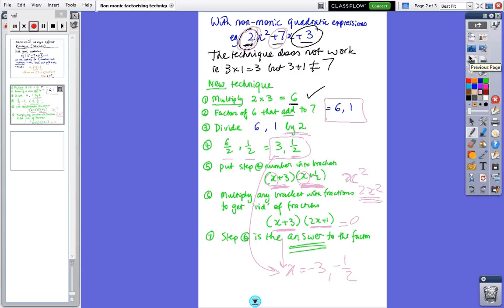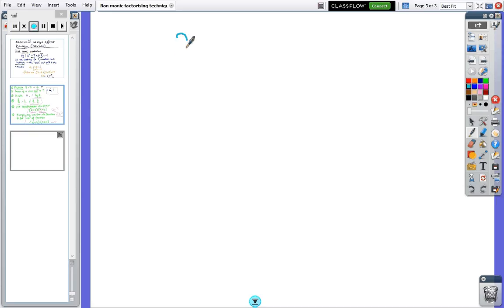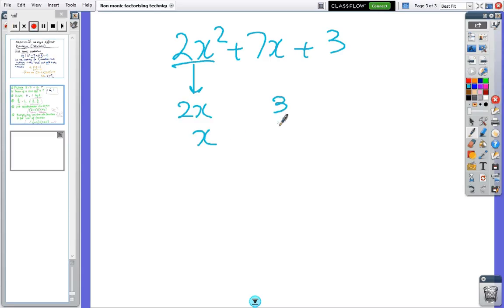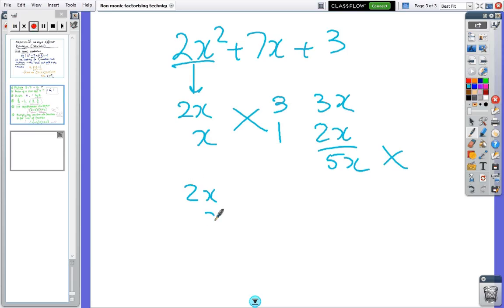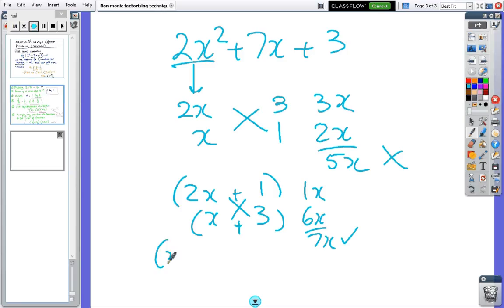Obviously, previously, and I'll just show you what you would have to do. So if it was 2x squared plus 7x plus 3, what you do previously is 2x times x, and 3 is 3 times 1, so that's 2x, that's 3x, adds to 5x, and that's the wrong answer. So then we just switch the 1 and the 3 across, so we get 6x, 1x, 7x, which is the right answer, and so then that would be the answers, which is what we got on the previous page. So the cross multiply method still works. It's a trial and error method, but this little method's a nice beauty. Okay, hope you enjoyed.